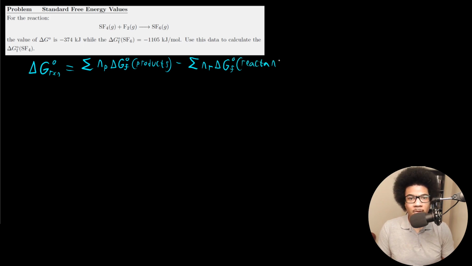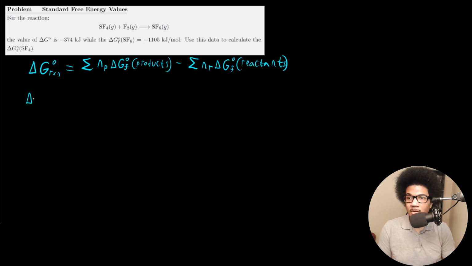Just like with the enthalpy of reactions, the free energy values associated with these reactions are also in tables, in textbooks, or online that you can find. So for this particular reaction, keep in mind, this is already balanced. We have 1 sulfur, 6 fluorines. So we don't have any stoichiometric coefficients here.